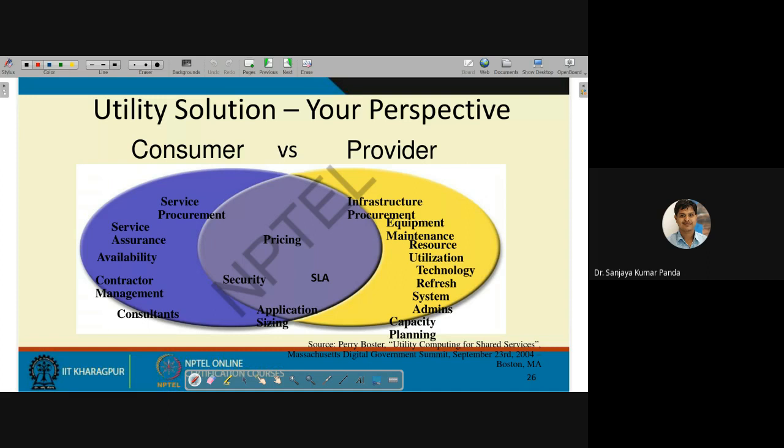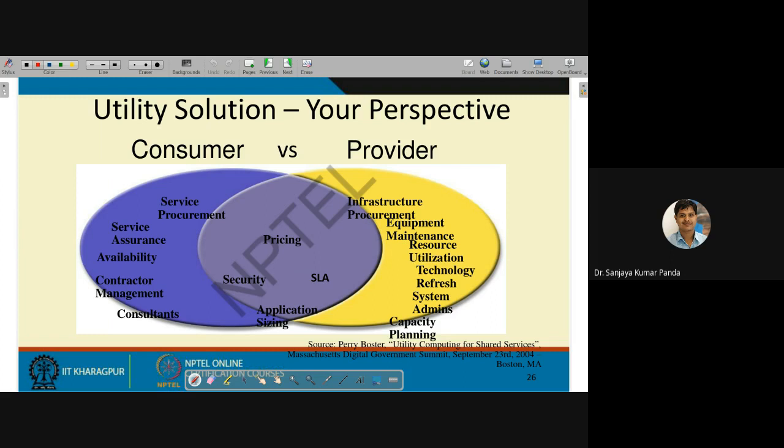Now you can see the utility solution. There are two ends. One is the consumer end, another is called the provider end. Consumer and provider need to meet in a particular place. That is called a marketplace. In the cloud case, we call that a cloud marketplace.